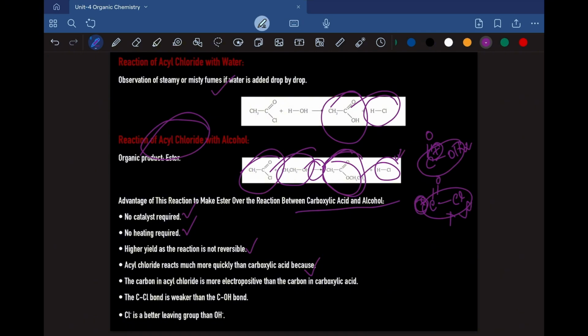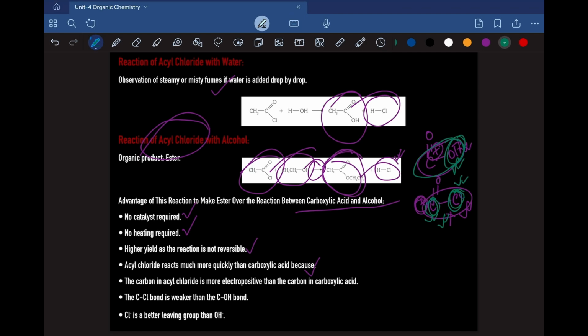As it is weaker, this chlorine can leave this carbon more easily, because chlorine is a better leaving group than OH as well. So these are the main reasons. The first reason is the carbon in the acyl chloride is more electropositive, so the C-Cl bond is weaker, and the carbon in the COOH group is a little less electropositive than this carbon. So the bonding of the C-OH group is a bit stronger than the C-Cl bond, and this chlorine is also a better leaving group than this OH minus. So this Cl minus will leave this carbon more easily.